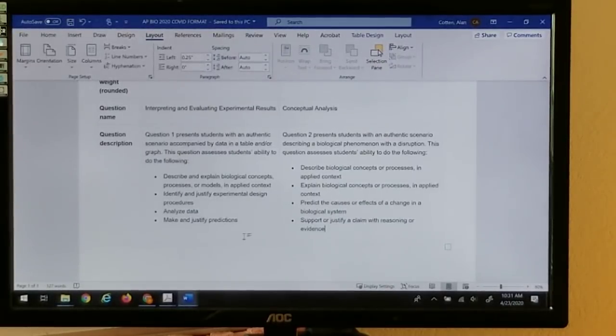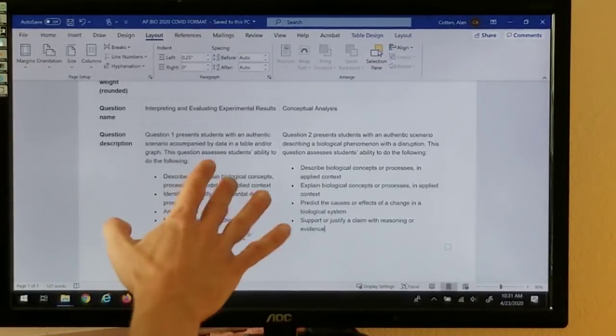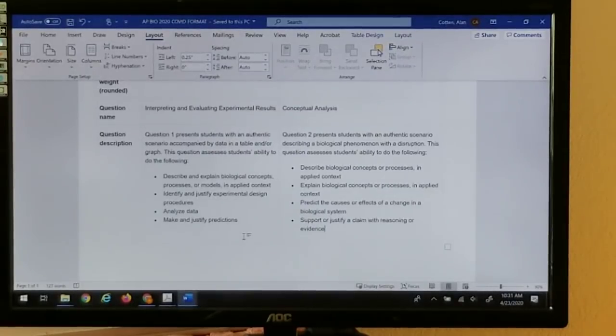So you're gonna have to be describing what's going on. That's kind of vague. Identify and justify experimental design procedures. So what's the significance of group A or B, or what's a control? What's the independent variable? What's the dependent variable? Here's a graph. What's the dependent variable? That type of thing. Analyze data. That's exactly what it sounds like.